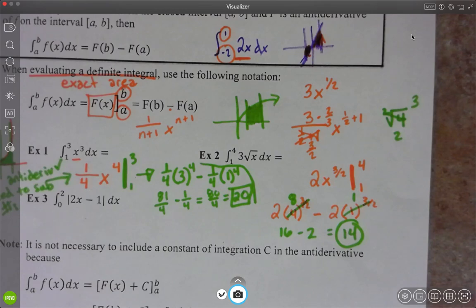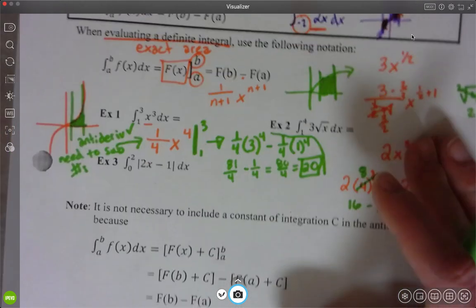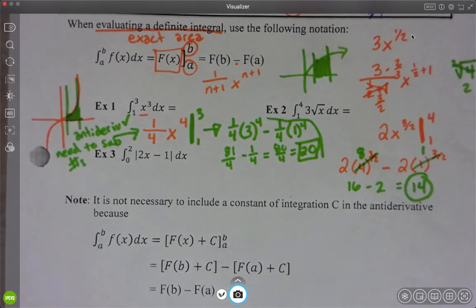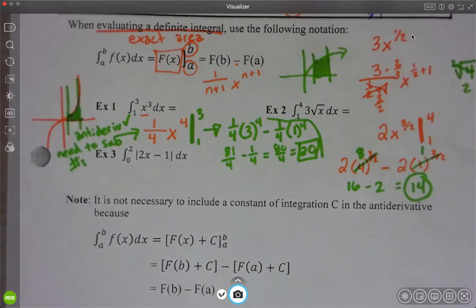We don't have to use triangles anymore. We don't have to use anything like that. Very easy process, okay? All right, last one: 2x minus 1. Oh, this one's going to be a little bit trickier. I might do this on a separate sheet of paper. Sorry, I didn't give you very much room to write.